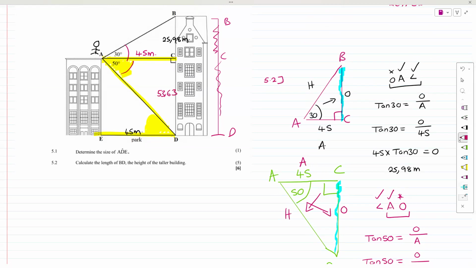It's quite simple because all we do is add the entire length of this building. And if we add it, the length of BD equals 25.98 plus 53.63, and that equals 79.61. And that's the end of this question.